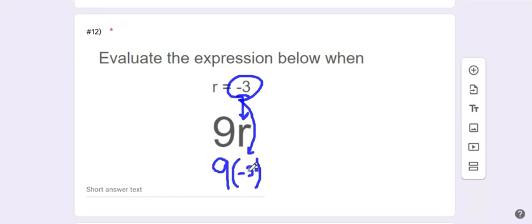So I have 9 times negative 3. I'm going to use my multiply rules, which tell me same signs add. No, not add. If I'm multiplying, I'm not going to say same signs add. I'm going to say same signs positive, different signs negative. And here I do have different signs, right? 9 is positive, 3 is negative. So my answer is negative, whatever 9 times 3 is. That would be negative 27.